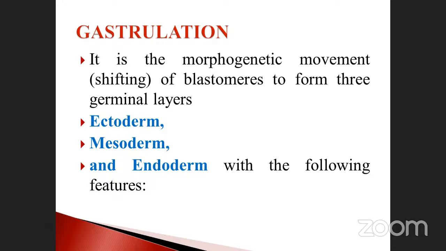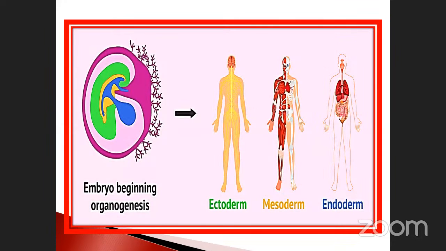Once again, gastrulation is nothing but the morphogenetic movement of the blastomeres. They have 3 layers: ectoderm, mesoderm, and endoderm with the following features. See here one by one. The embryo begins organogenesis. Organogenesis means what the 3 parts become in our body. Ectoderm gives nerves, mesoderm, the middle part, gives muscles and bones, and endoderm gives the glands.